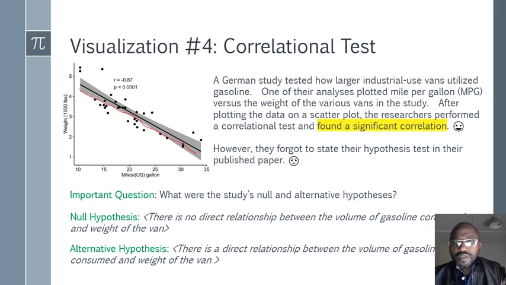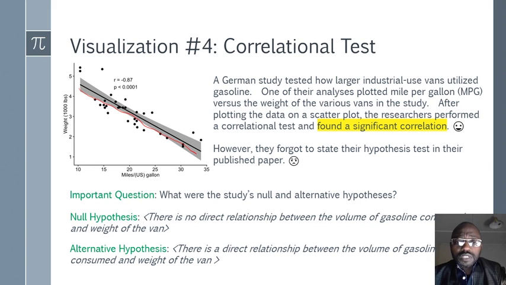We know from theory, from physics, that the heavier the van, the more fuel is used. So there is a direct relationship. The scatter diagram there shows that there is a direct relationship. You can see it's going up to down. So the bigger the vessels, the less miles covered.